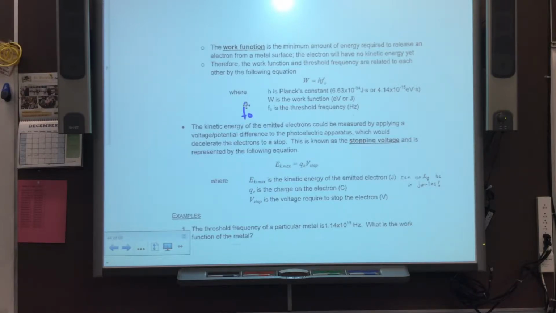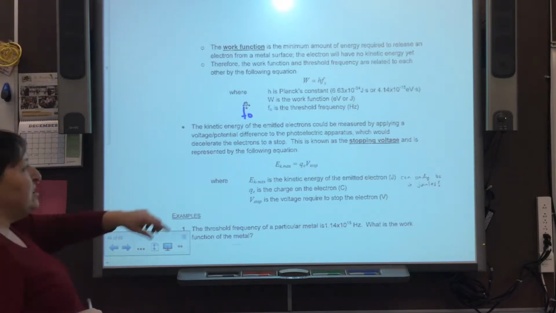Okay. Kinetic energy of the emitted electrons can be measured by applying a voltage difference to the photoelectric apparatus. So we could hook up a voltmeter and we could measure the amount of volts, which would then be looking at decelerating the electrons. So if we're decelerating it and we're bringing it to a stop, that voltage is called the stopping voltage, and it's represented by the following equation.